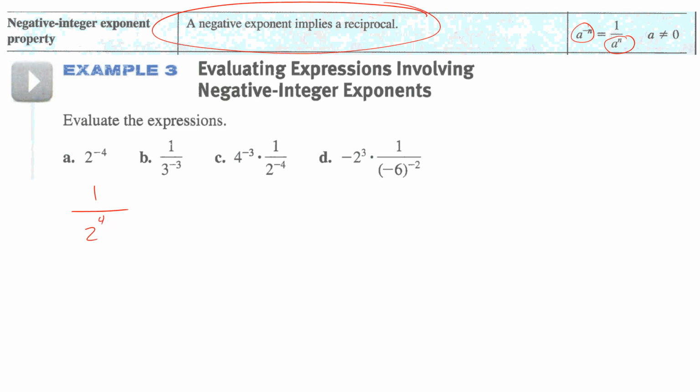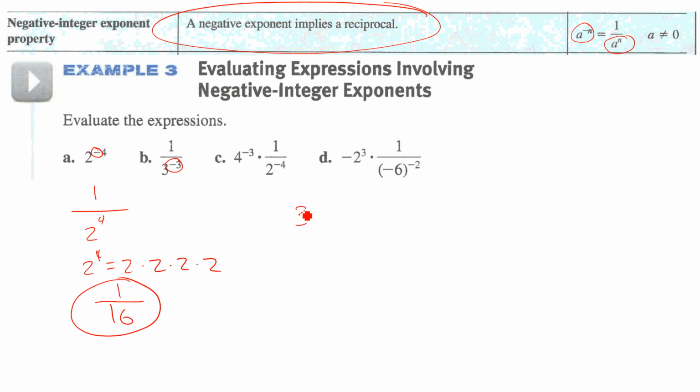Okay? Now what you can do instead is say, what is 2 to the 4th? 2 to the 4th is 2 times 2 times 2 times 2. 2, 4, 8, 16. And since it was 2 to the negative 4th, we're going to say 1 over 16. We're going to flip it over. And that's what the negative means. So reciprocal doesn't just mean send it to the bottom. Reciprocal means flip it over. So if it's a negative in the denominator on the bottom, we're going to flip it to the top.